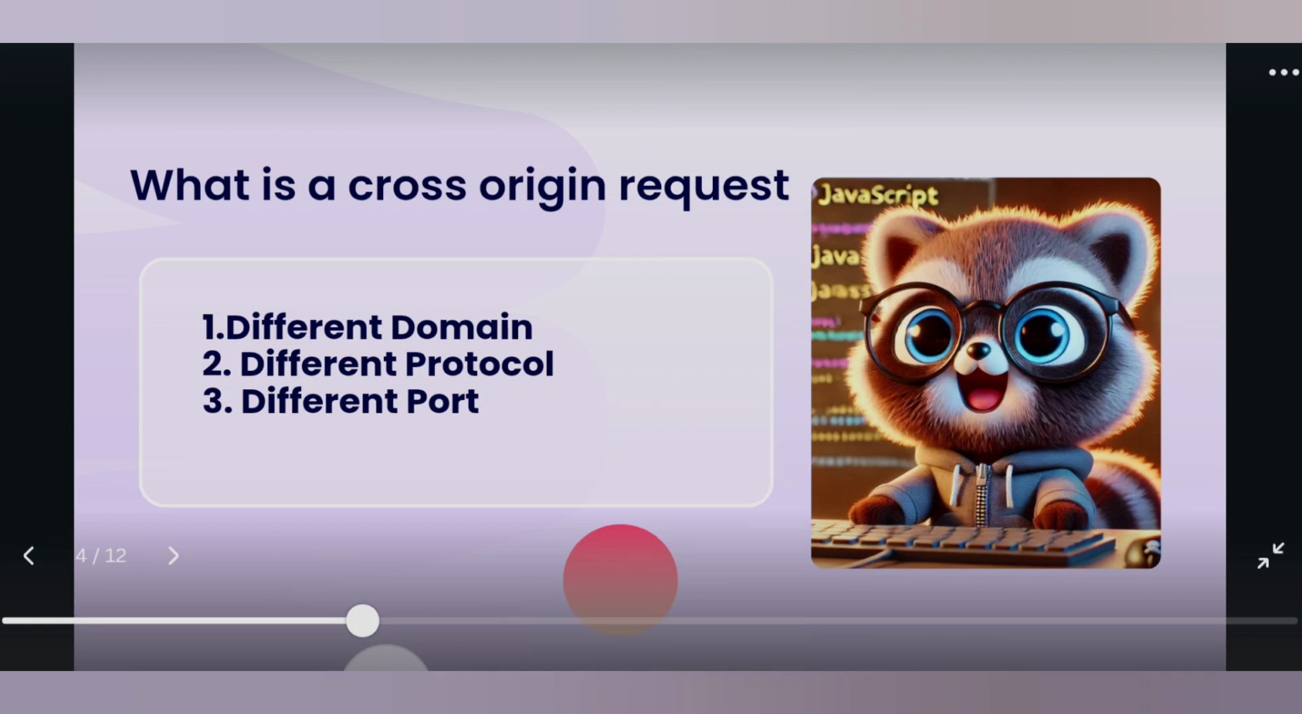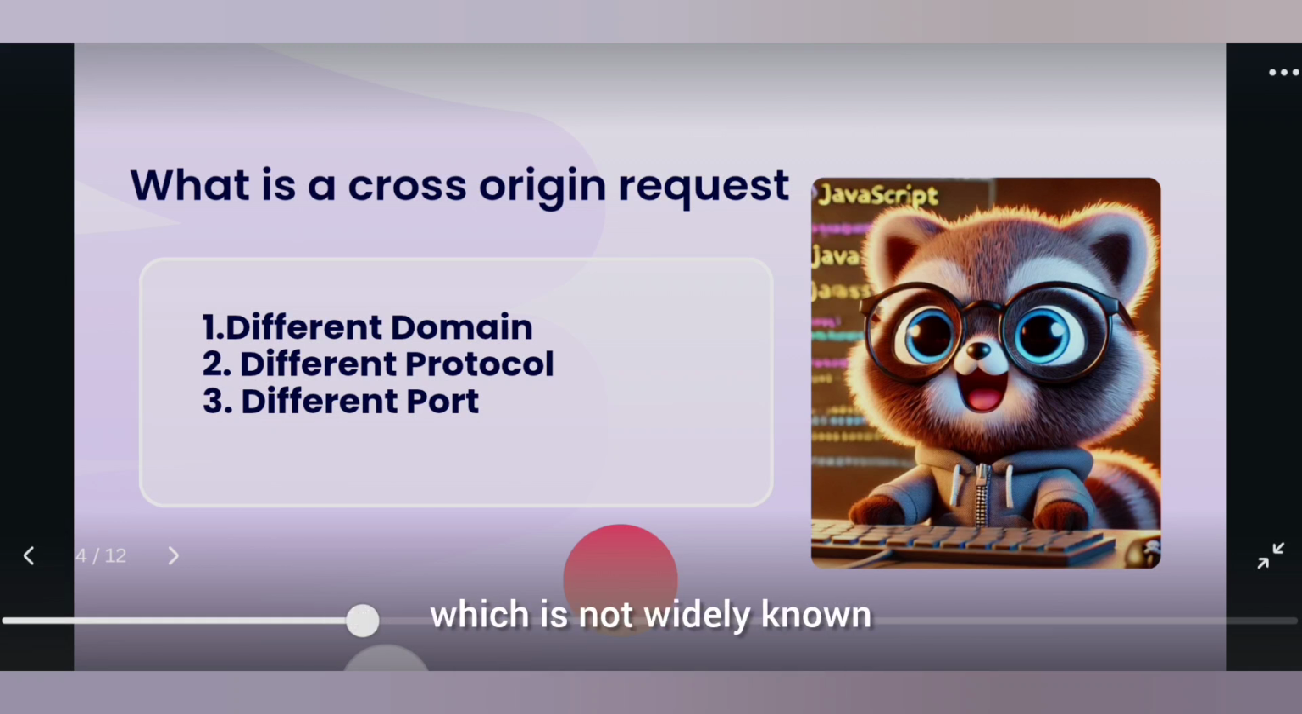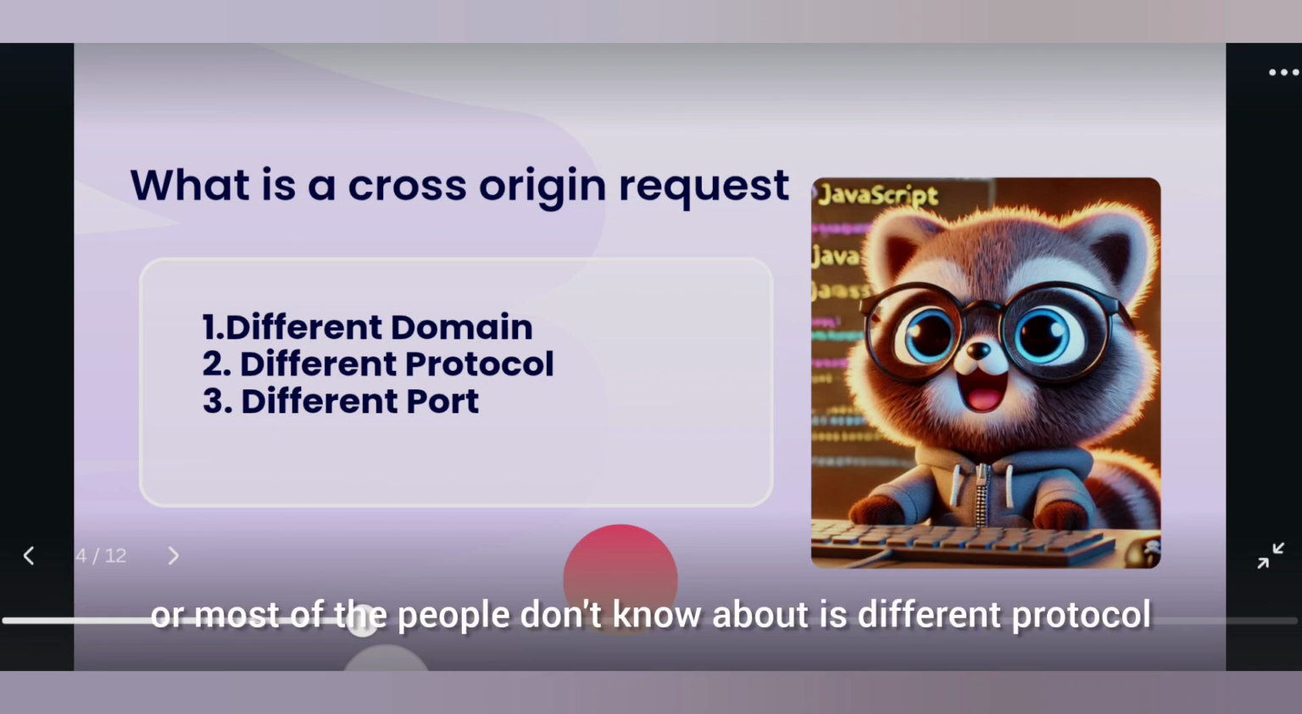Now sampleapp and exampleapp are two different domains, so whenever you are making a request from one domain to another domain, that constitutes a cross-origin request. In that case, a cross-origin request is executed, and it is up to the target server to allow or deny that request based on how the CORS settings are configured on that server.